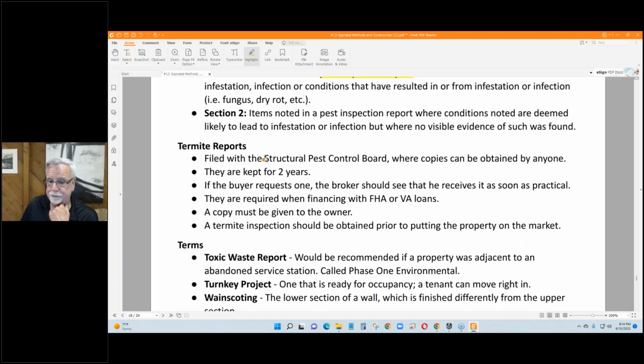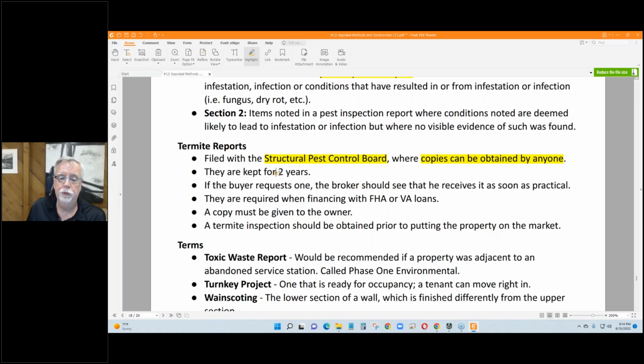Termite reports, from the State Structural Pest Control Board, copies can be obtained by anyone. In one transaction, the seller was saying, well, yeah, we have a termite report, but we won't show it to you until you've written an offer and we've accepted the offer. And the buyer's saying, oh, I really wish I could see it. And I said, just give me a few minutes and go to their website. You can get a copy of the report.